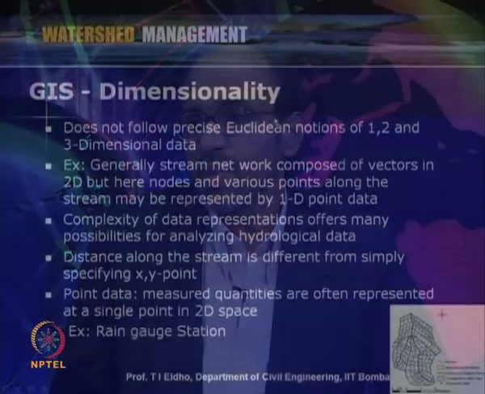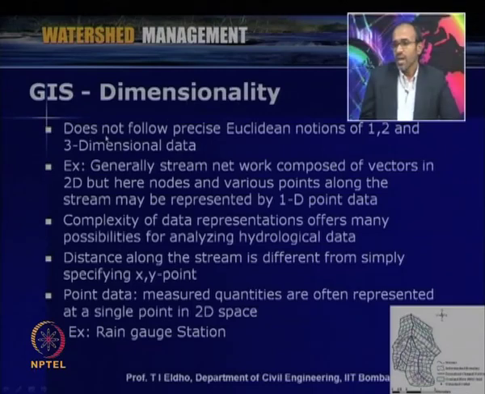Now let us look into GIS dimensionality. As far as dimensionality is concerned, GIS does not follow precise Euclidean notions of 1, 2 and 3 dimensional data. It is not exactly following them, but with some variations. For example, a stream network is generally composed of vectors in 2D, but here nodes and various points along the stream may be represented by 1D point data. For example, this is a watershed where you can see the various stream networks. This will be represented by 1D point data. Then the complexity of data representation offers many possibilities for analyzing hydrological data. As I mentioned, hydrological data can be the location of streams, lakes, or the variation of hydrogeological parameters. These complexities we can deal with easily with the help of GIS.